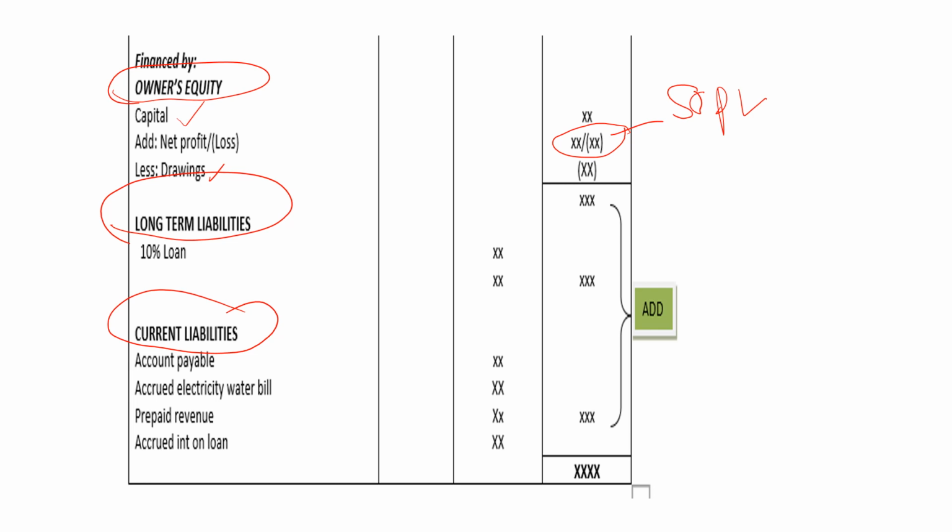Okay, next category, long-term liability. For example, 10% loan. Okay, and then next category, you have current liabilities. Okay, all the liabilities that you will settle within 1 year's period. Within 1 year or 12 months period, you will categorize as current liability. Okay, then your owner's equity, you plus long-term liabilities, you plus current liabilities, then you will get one figure. So this figure must balance with total asset.